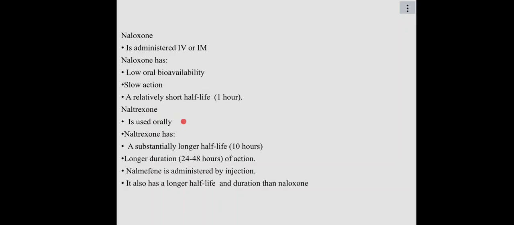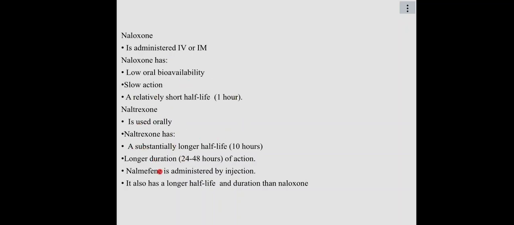Then if you look at naltrexone, it has a cyclopropyl methyl group. It is used orally. It has a substantially longer half-life compared to naloxone. It has a longer duration of action. So that is now naltrexone. Naltrexone has a slight advantage over naloxone in that it is orally administered and has a longer duration of activity.